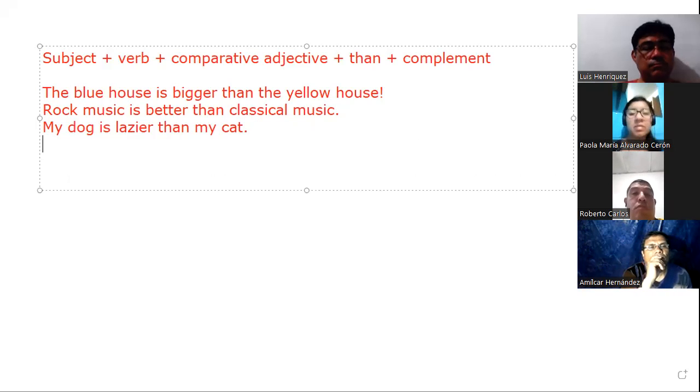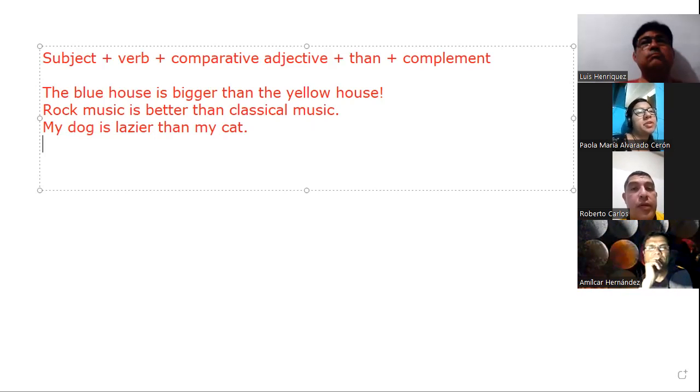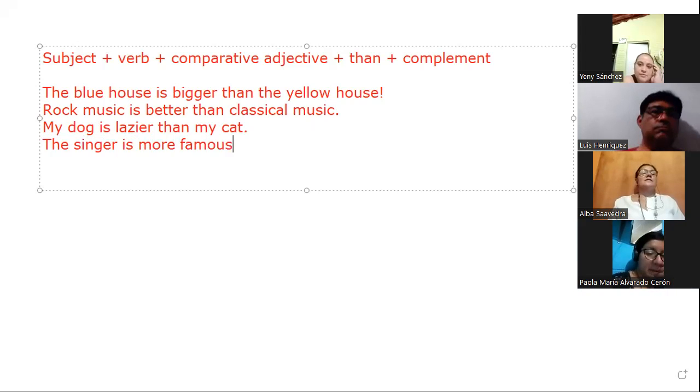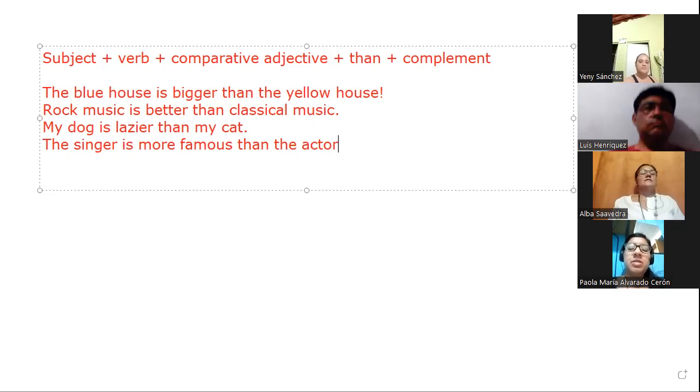Vamos a ver. Roberto Carlos, dígame, el cantante es más famoso que el actor. El cantante. No. Que le ayude a Milcar entonces. The singer is more famous than the actor. The actor. Yes, the actor. Very good. The singer is more famous than the actor. Okay.